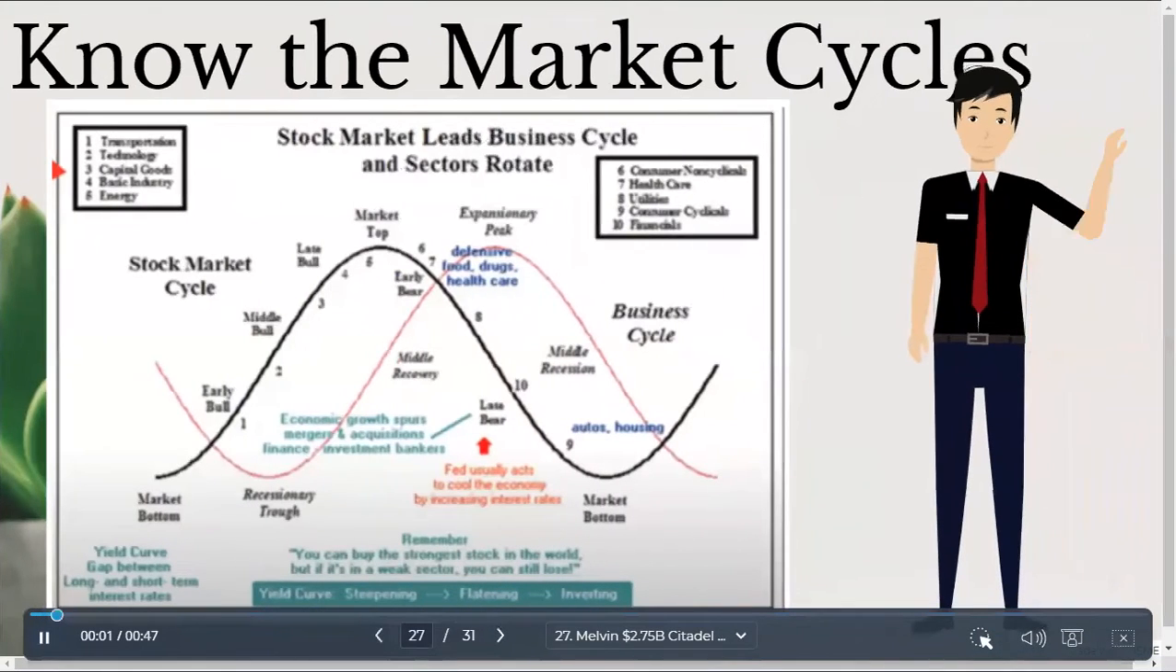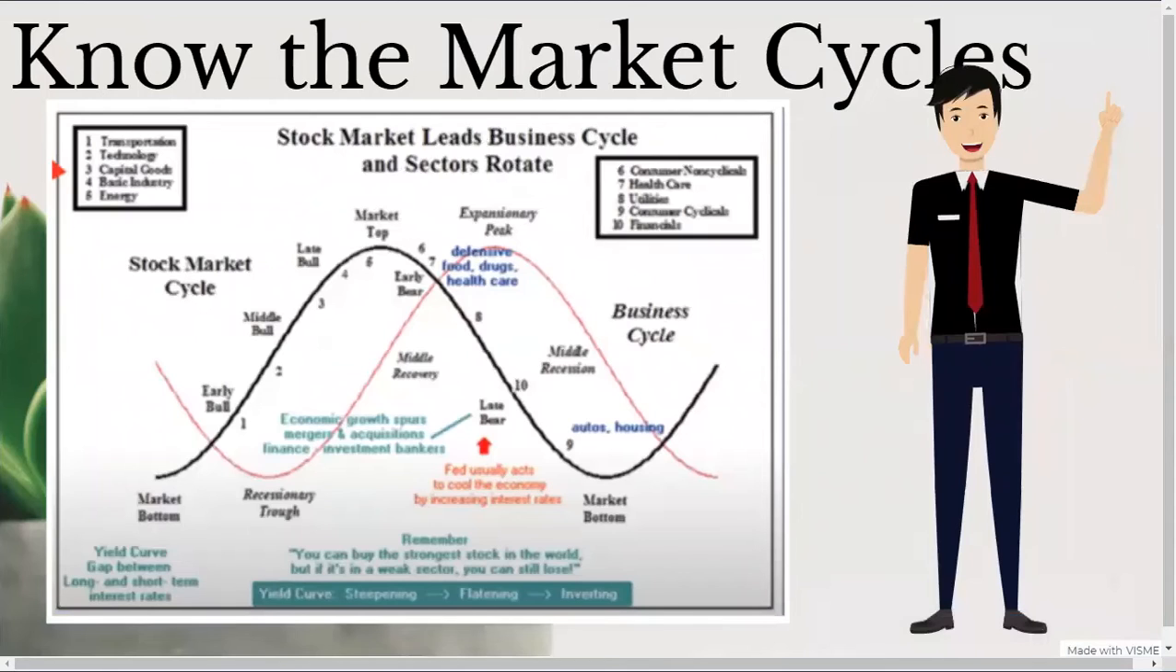Finally, tip number five is to know the market cycles. In general, it's important to know which part of the market cycle we're currently in so you can make better informed investment decisions. This image shows the relationship between the stock market cycle and business cycle. At the bottom, it shows the relationship between the yield curve gap and the stock market. As the quote there says, you can buy the strongest stock in the world, but if it's in a weak sector, you can still lose.